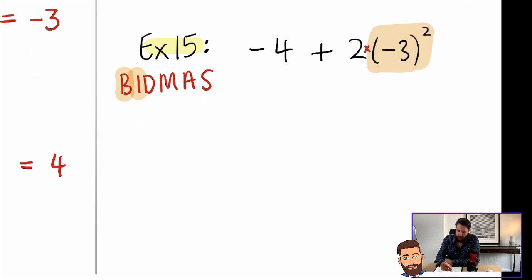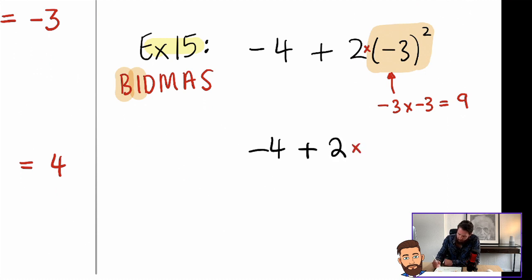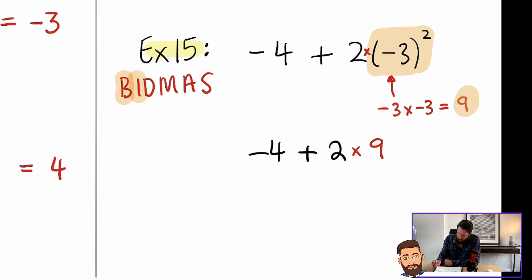So the first thing we need to do here is square this. And we know, don't we, that minus 3 squared would be minus 3 times minus 3. 3 times 3 is 9. Think about the signs. We've got a minus times a minus, which gives us a plus, the same as a plus. So this is 9. So I can rewrite out my question. We've got minus 4, maybe I'll do it in black so you can see the bit I've changed, plus 2 times our new 9. This 9 has come from us working out the brackets and indices first.